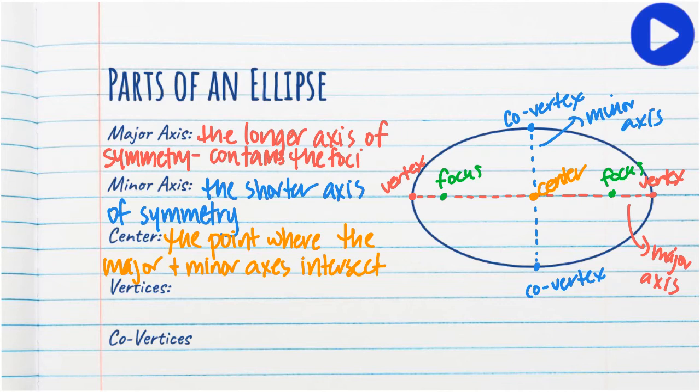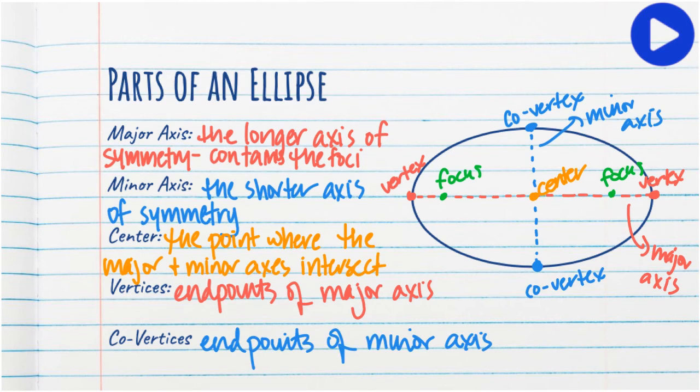Finally, the vertices, we've already kind of talked about them. So here's one vertex and here's the other. The vertices are the end points of the major axis. And then the covertices are the endpoints of the minor axis.